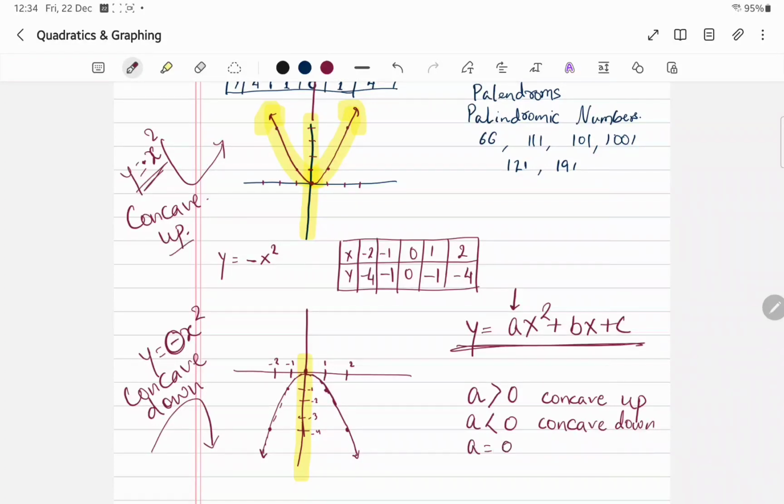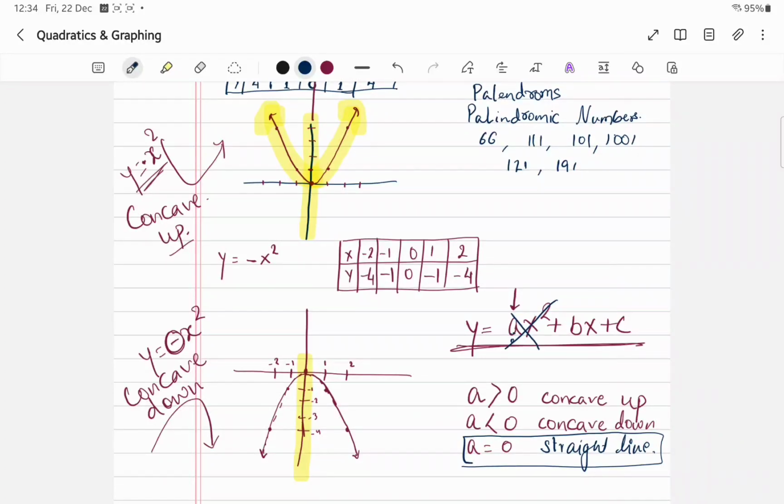What happens when it is equal to 0? If a is 0, that whole term goes away, and you are left with bx plus c. That means it doesn't remain a parabola at all. It becomes a straight line. It's not a parabola anymore. So if a is 0, it will give you a straight line, not a parabola.